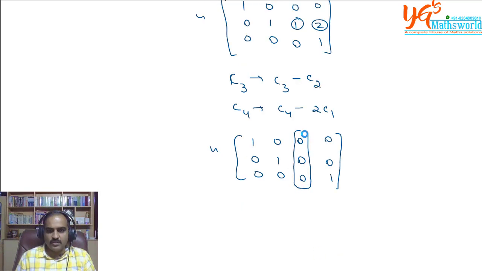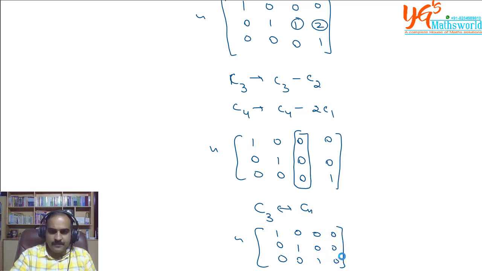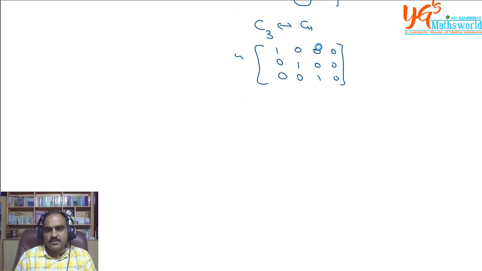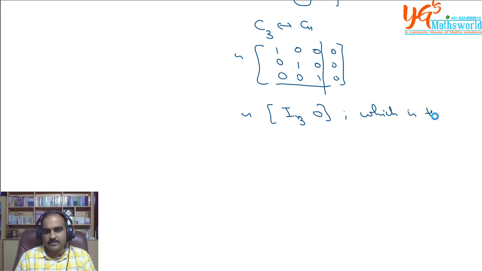This column is totally 0, so I just interchange C3 with C4, so it reduces to 1 0 0, 0 1 0, 0 0 1, 0 0 and 0. Okay. Now just check, this is our I3. So that means we have received the form I3 and 0, which is the required normal form.